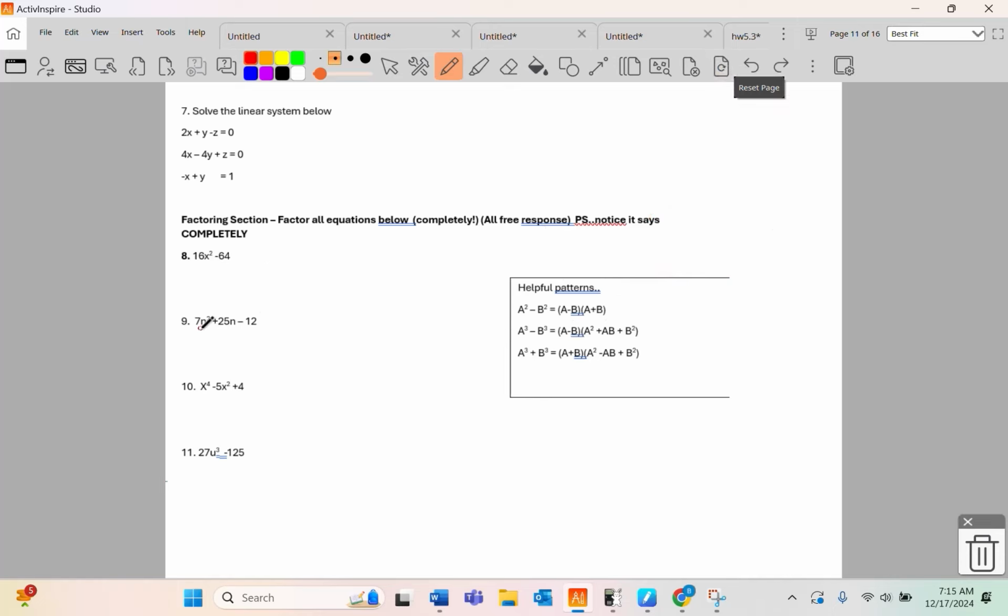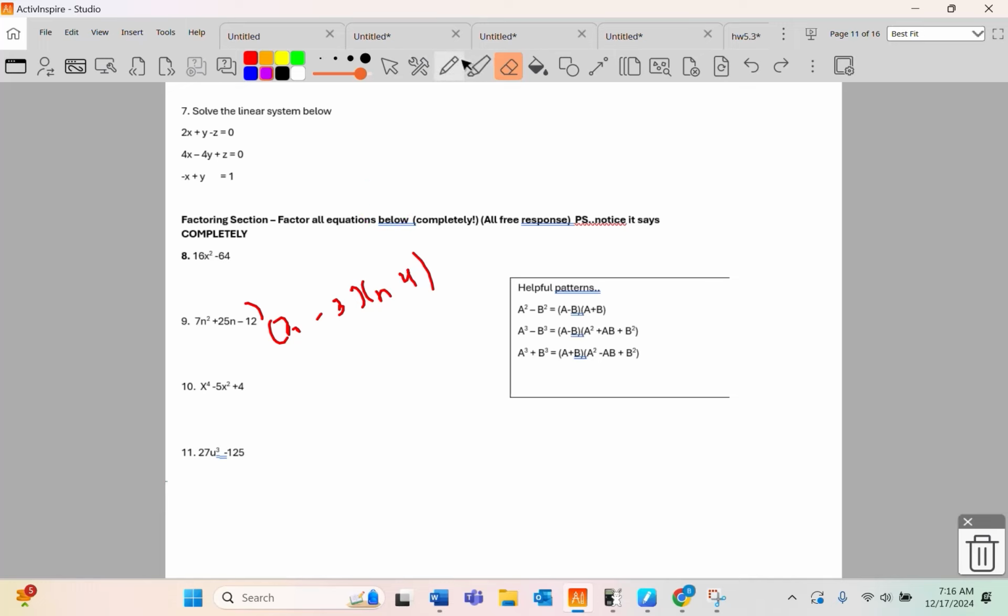All right, there's only one way to make a 7n squared. It takes a 7 and an n. Notice we focus on the front, then the back. Factors of 12 are going to be 4 and 3. I know 4 times 7 is 28, and 28 minus 3 is 25. Now let me check my signs here.